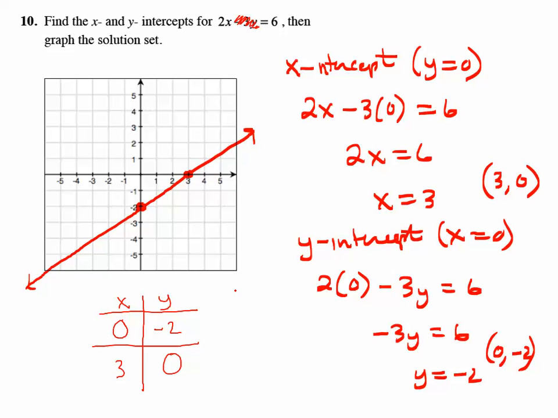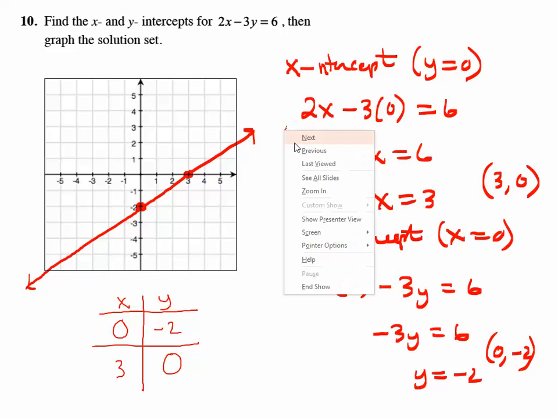Alright, and if you did this any other way, you should get the same exact graph, right? If you solved it for y, for example. Okay, there is a time where the x-intercept method does not work. And let's take a look at that one maybe before we go on, because it doesn't show that on the slides here.